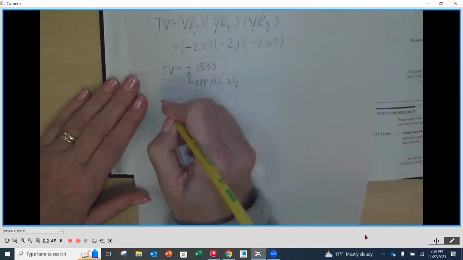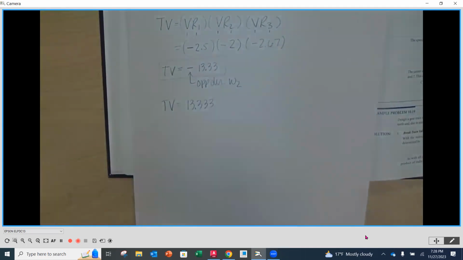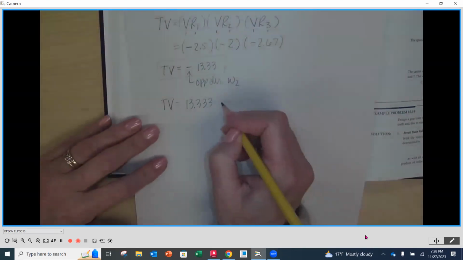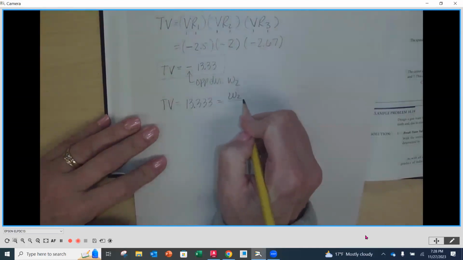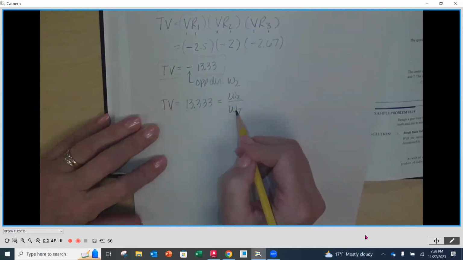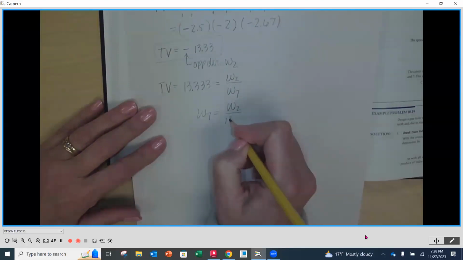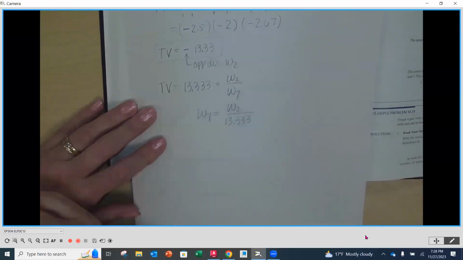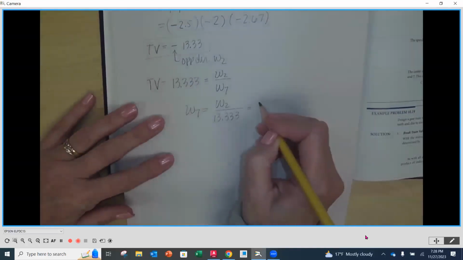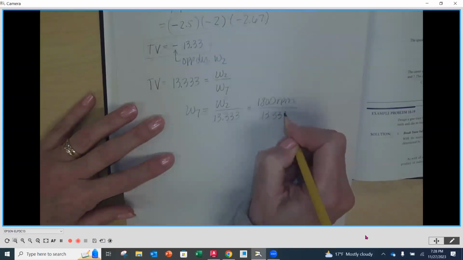So now we can say, all right, if we know our train value is equal to 13.333, and now that we're going to use it to calculate values, we don't need that negative anymore. The negative only is about direction. So we can also say that's equal to W2 divided by W7. We know that W2 is 1800 RPM. So to solve for W7, we would say W7 is equal to W2 divided by the 13.333, right? And then we're going to have the 1800 RPMs divided by 13.333.